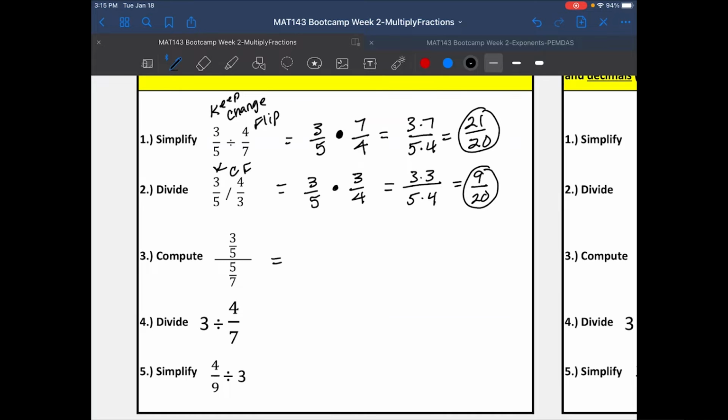Here we actually see a fraction within a fraction. This is known as a complex fraction. We take our numerator, we leave it as it is, we change that division to multiplication, and we find the reciprocal of our denominator. So we have 3 times 7 over 5 times 5. We end up with 21/25.